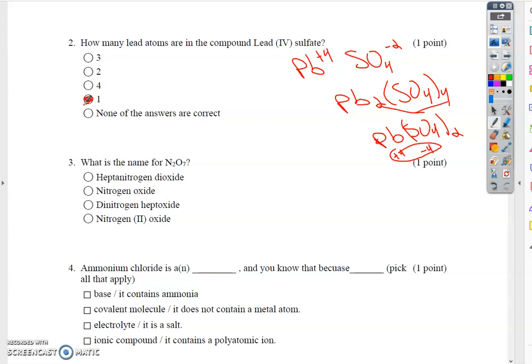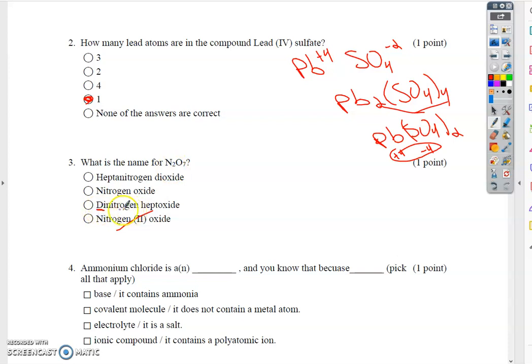For the next question, N2O7, they are both non-metals, so that's telling you that it's going to be covalent, which means you're not going to need any Roman numerals. What you do have to pay attention to is whether you need prefixes or not. The prefixes go with the subscripts. This N2, 2 goes with di.